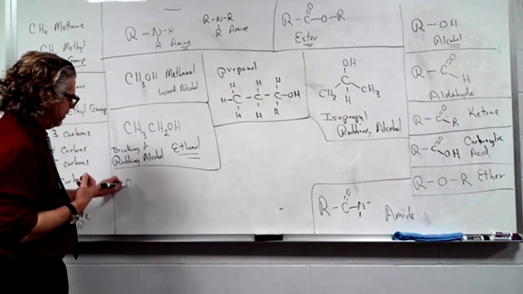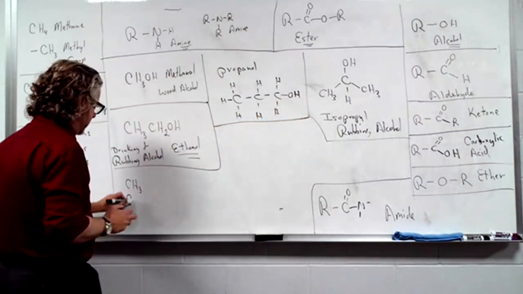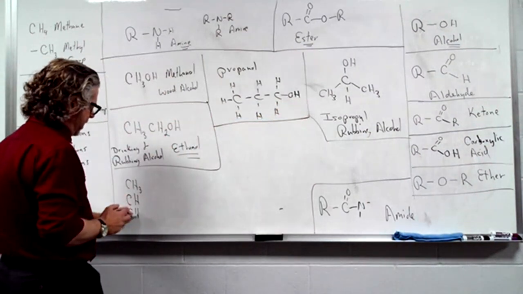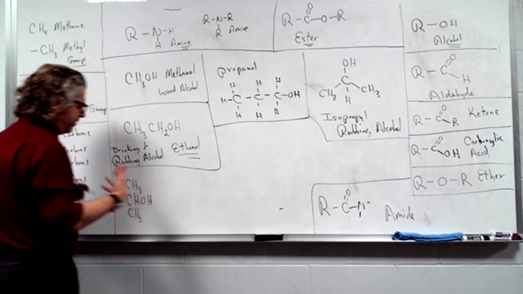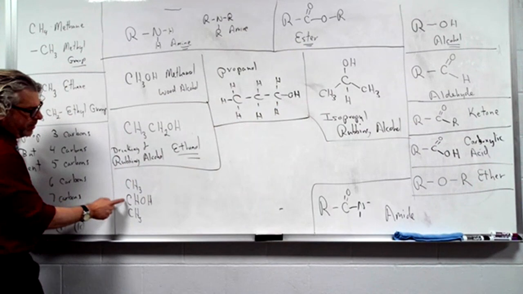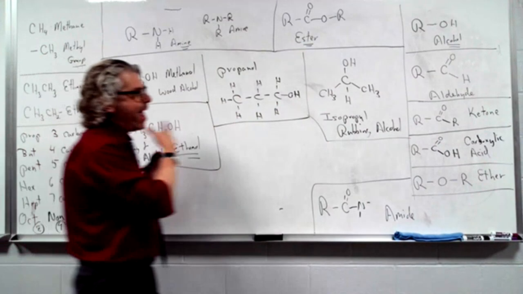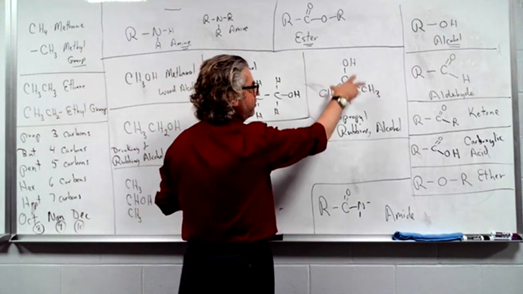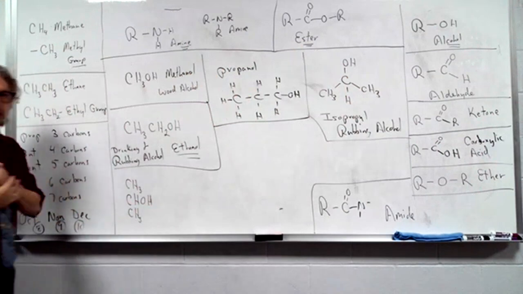So if I did CH3 here, CH, CH3OH, you need to be able to see these in all directions. Carbon to a carbon, carbon to two carbons and an O, carbon to a carbon. Carbon to a carbon, carbon to two carbons and an O, carbon to a carbon. They're both isopropyl alcohol.